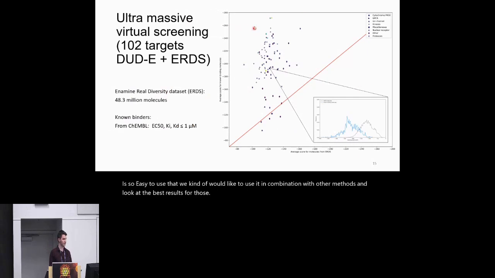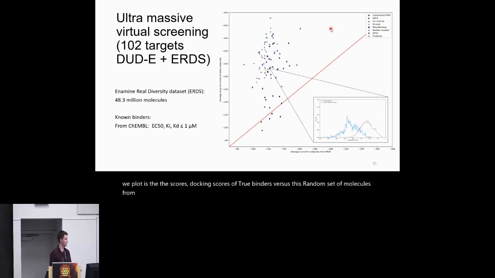So next, we did this ultramassive virtual screening. We took 102 targets and scored 48 million molecules from N-amine, as well as known binders, which in this case we define as EC50, Ki, Kd of less than 1 micromolar to make sure that they're very good binders. And what we plot is the docking scores of true binders versus this random set of molecules from N-amine.